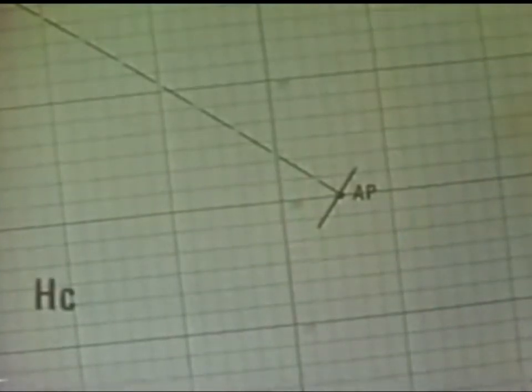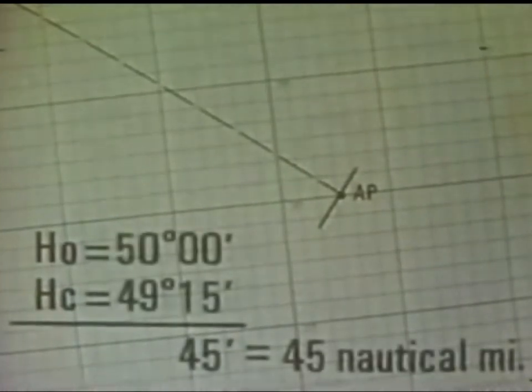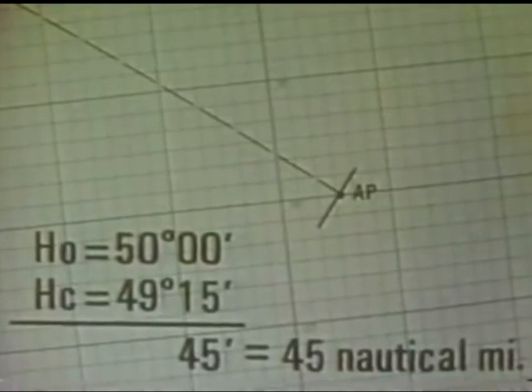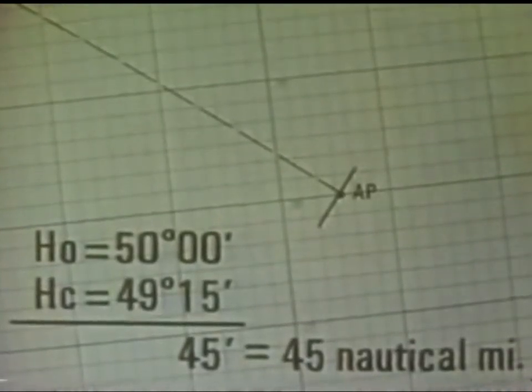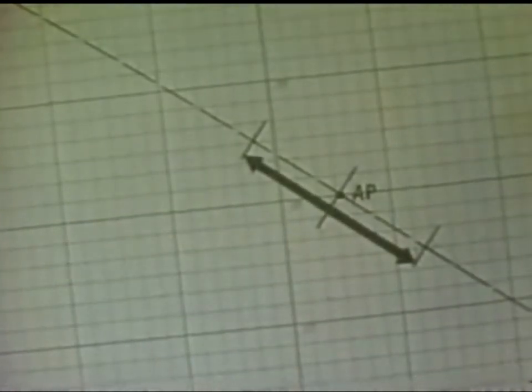You know HC, the computed altitude of your assumed position. You also know HO, the corrected HS, or sighted altitude of your actual position. Suppose these are the actual figures. HO is 45 minutes of angle greater than HC, or, in other words, there are 45 nautical miles difference in radius between the circles of equal altitude, measured along the true azimuth line.